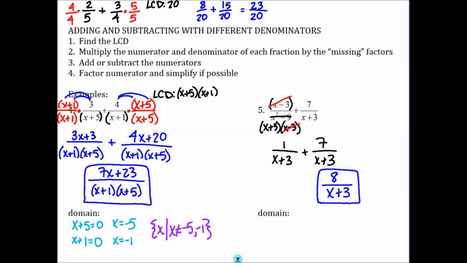Now, when you go to find the domain of this problem, you need to be careful. Because, yes, after we simplified, our denominator was just x plus 3. But originally, there was an x minus 3 in the denominator. So you need to set both of those equal to 0 and solve. So you get x equals negative 3 and x equals 3. So our domain is just x, such that x does not equal positive or negative 3.